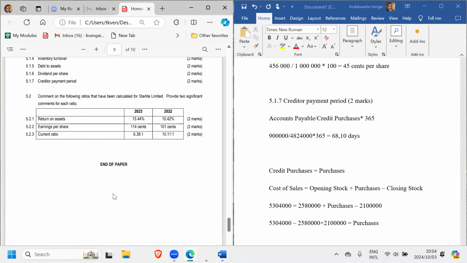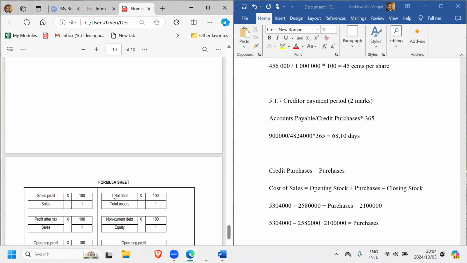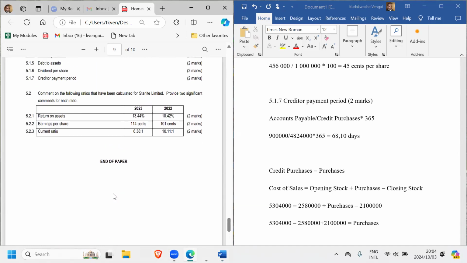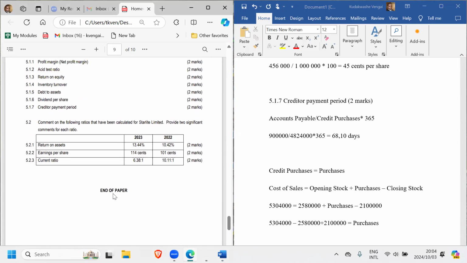Right, so if you check question number 5, it gives you about 3 ratios and says, can you interpret these ratios? So that's 5.2. It gives you the return on assets. Do you see what it did? It gives you 2022 and 2023. It gives you earnings per share, 101 cents, 2022 and 2023. It gives you the current ratio, 2022 and 2023. And remember what I said, if you've got 2 ratios from different years, you can compare them.